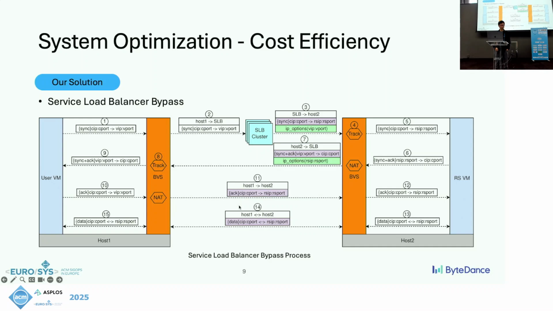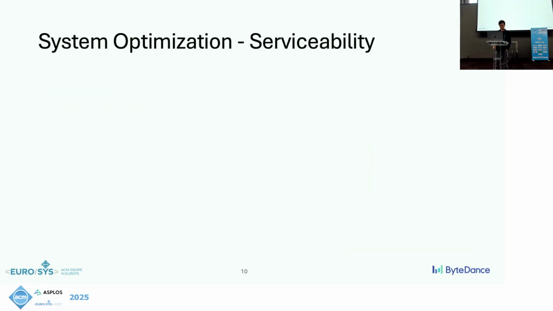So the traffic will be sent from BVS to BVS directly. With that, we can provision a very small SLB cluster, and we can make sure all the traffic takes the best optimal path from BVS to BVS.